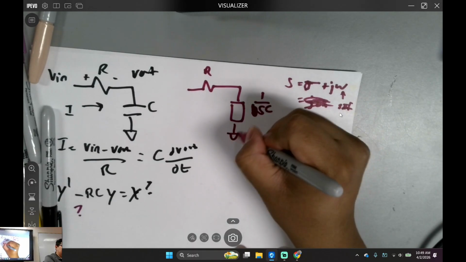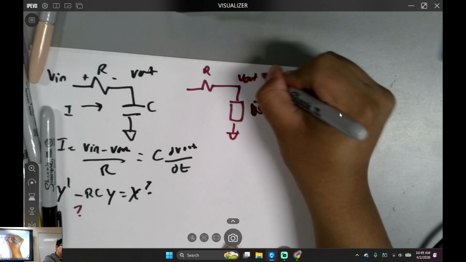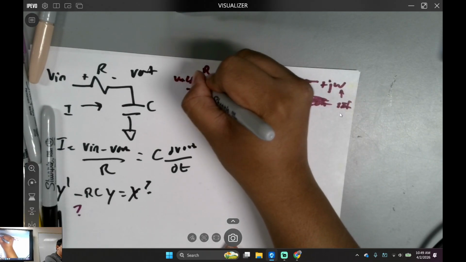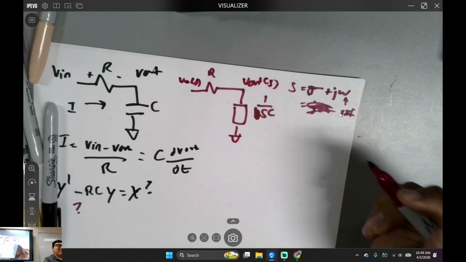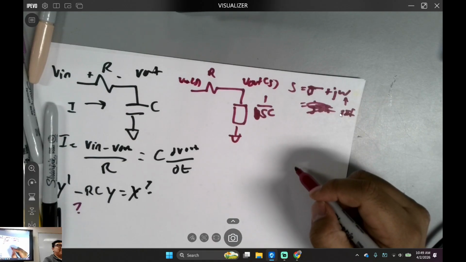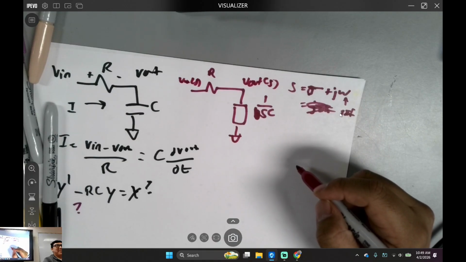Anyways, let's stop talking. V out, S, V in, S. What's the transfer function? Or actually, let's start simple. What's V out using a voltage divider?